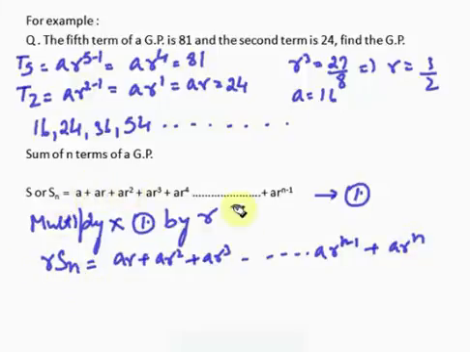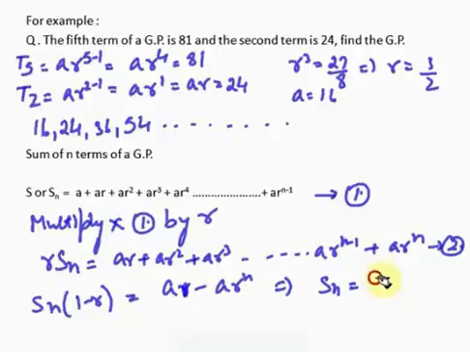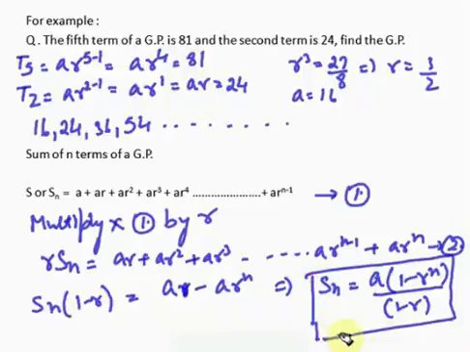If we take the difference between the first equation and the second equation, if we subtract the second equation from the first equation, we'll get Sn into 1 minus R is equal to A. The AR term will cancel, AR square, all these terms will cancel. We'll get A minus AR raised to n. Hence we'll get the formula for the sum of n terms is equal to A into 1 minus R raised to n upon 1 minus R. The sum to n terms of a GP is equal to A into 1 minus R raised to n upon 1 minus R.